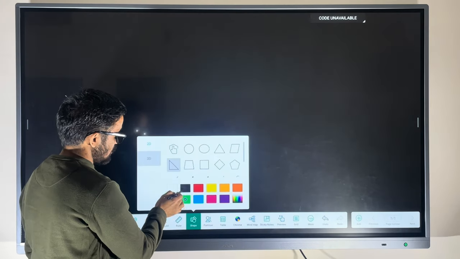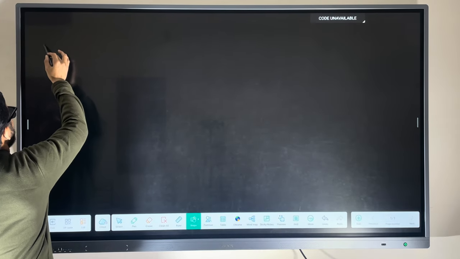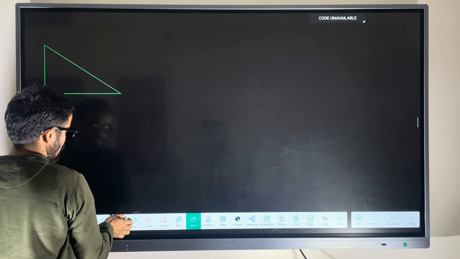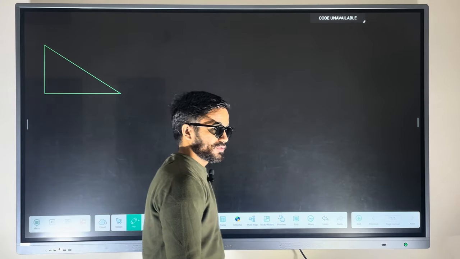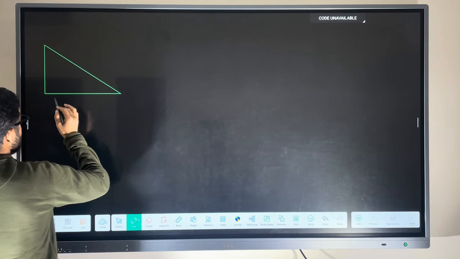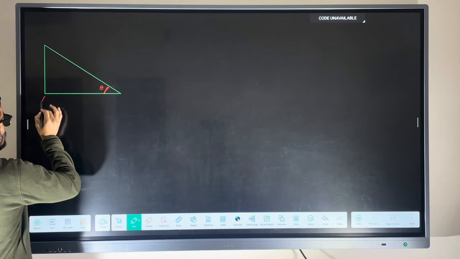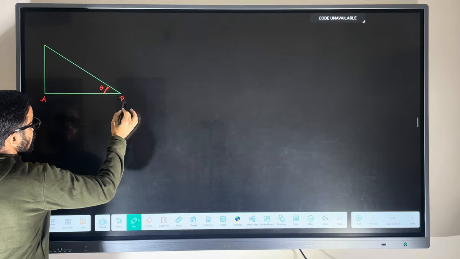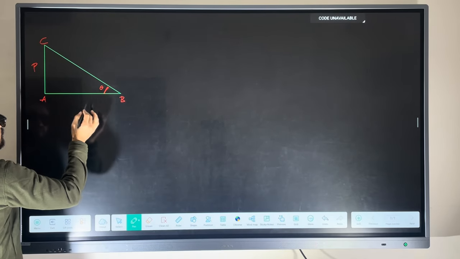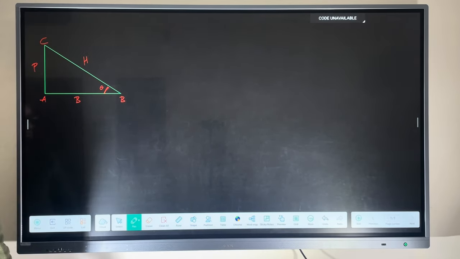Now we will discuss the last topic of this chapter, and that is the relation between sin theta, cos theta, tan theta, sec theta, cot theta and cosec theta. Okay, so now suppose this is angle theta, with vertices A, B and C. For theta, side AC will be the perpendicular, AB will be the base, and BC will be the hypotenuse.